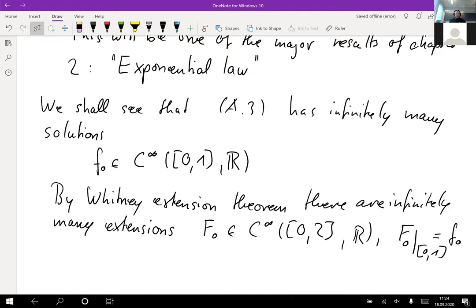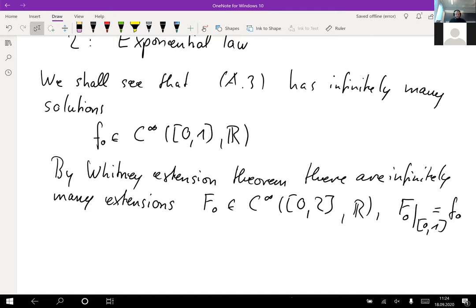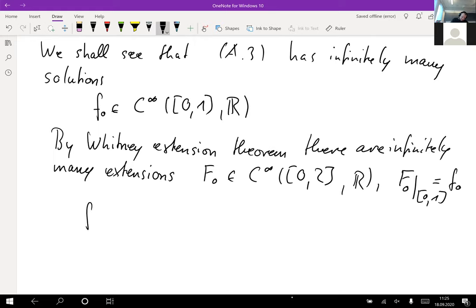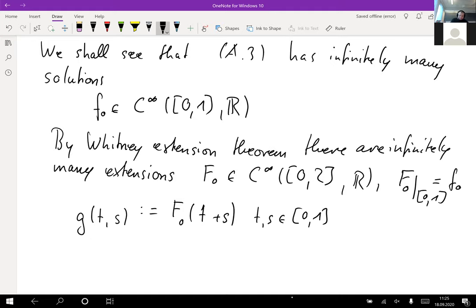Basically, you could compute the Taylor series at a point and then continue a little bit beyond that point by taking a function which exists on the right hand side of the boundary point 1 and has the same Taylor expansion. So there are easier versions of this Whitney extension theorem. Anyway, what we then define is the function g of t and s. We just say this is F naught of t plus s for t and s in the interval from 0 to 1.